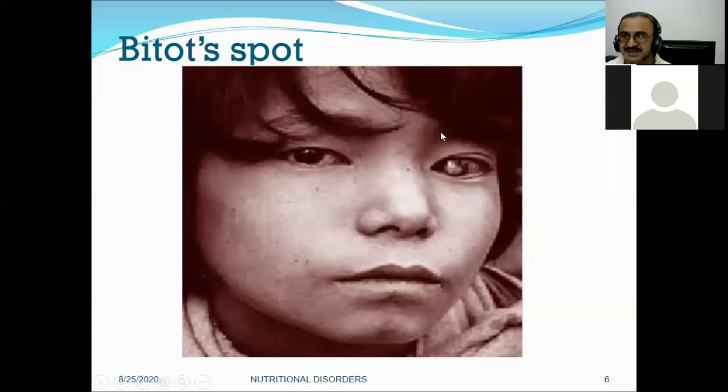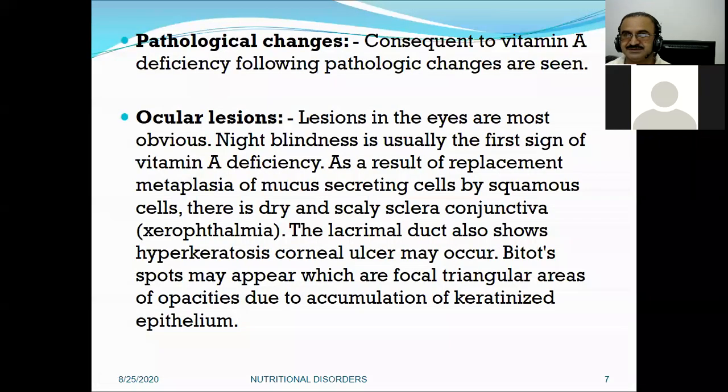Yes, these are the spots. This child is suffering from vitamin A deficiency. So what will be the pathological changes? Due to vitamin A deficiency, some changes are seen. Ocular lesions in the eyes are most obvious. There is night blindness, most common due to vitamin A deficiency, which is usually the first sign of vitamin A deficiency.